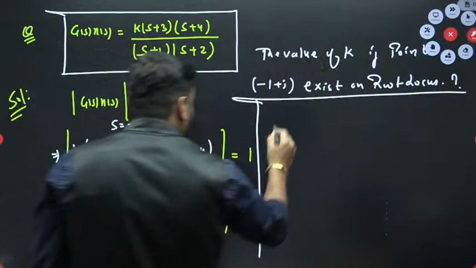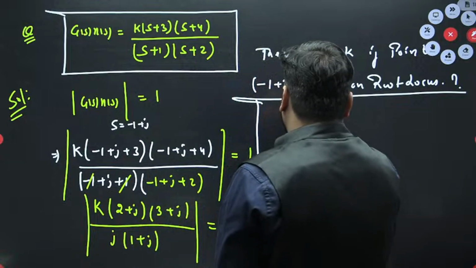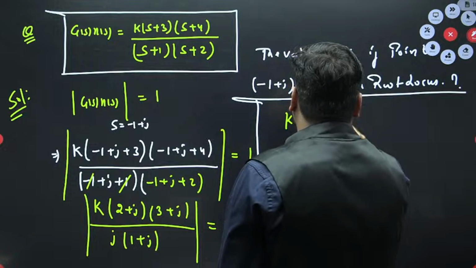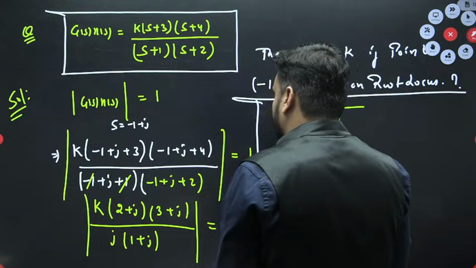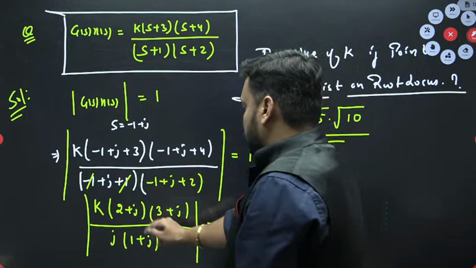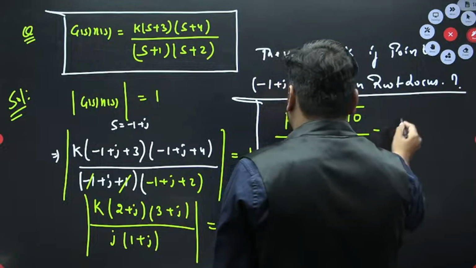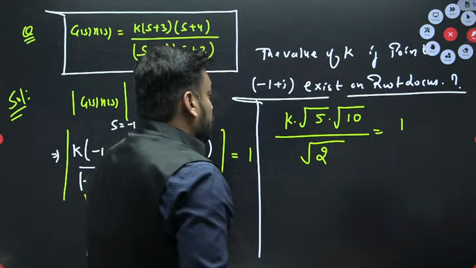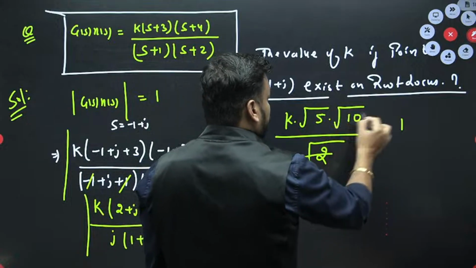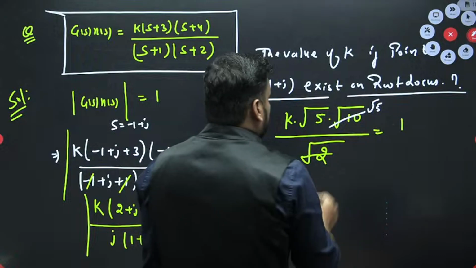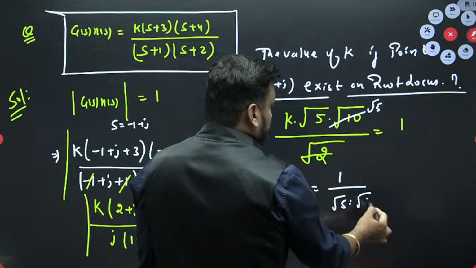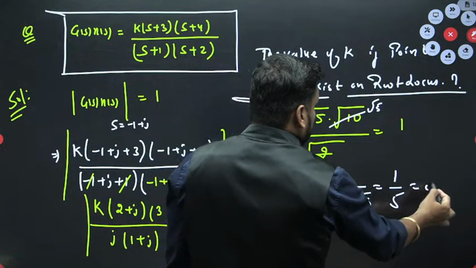So now finally what you will get? You will get K times root of (2 square + 1) = root 5, times root of (3 square + 1) = root 10, upon root of (1 square + 1) = root 2, and this equals 1. So here root 2 cancels with root 10, leaving root 5 only. So the ultimate answer is K equals 1 upon root 5 times root 5, that is nothing but 1 by 5. So the answer should be 0.2.